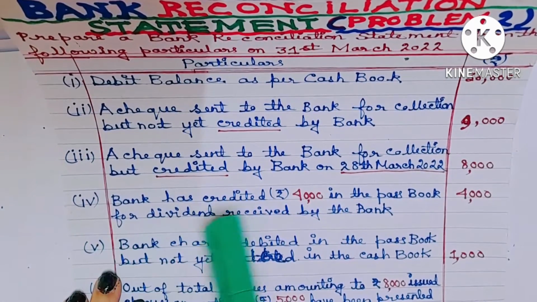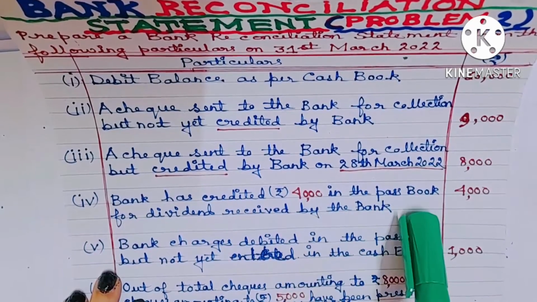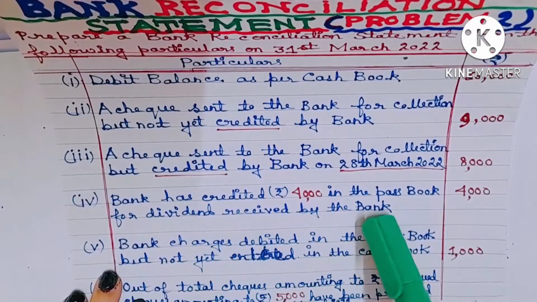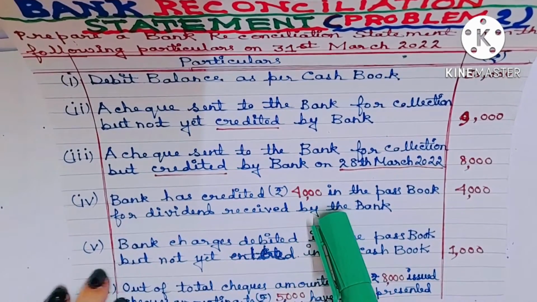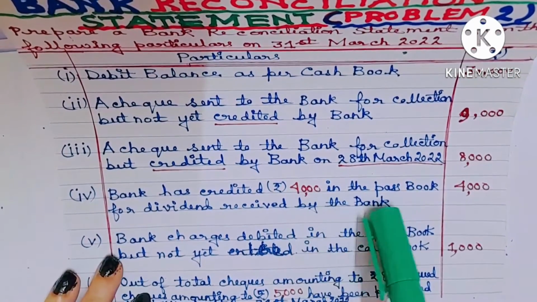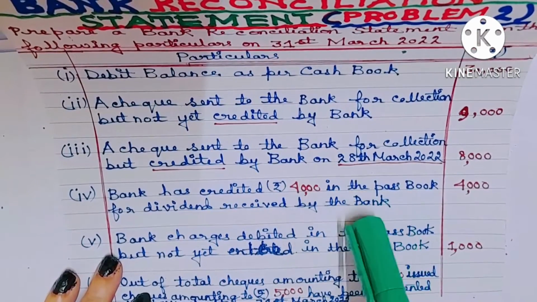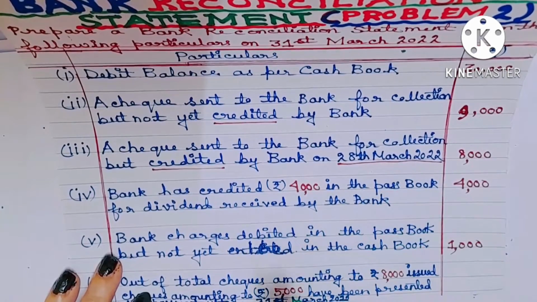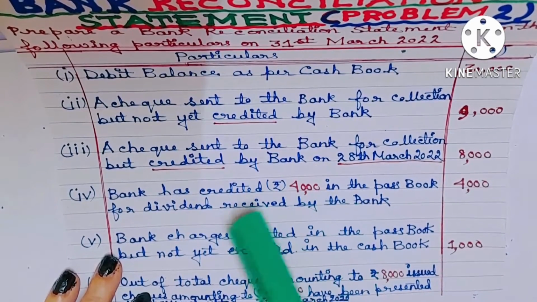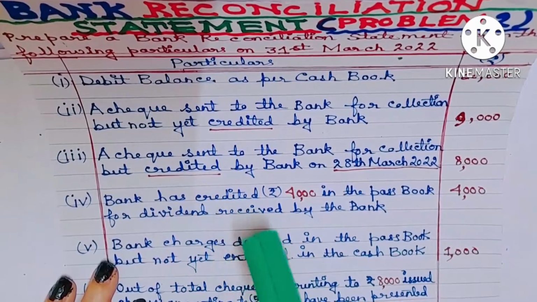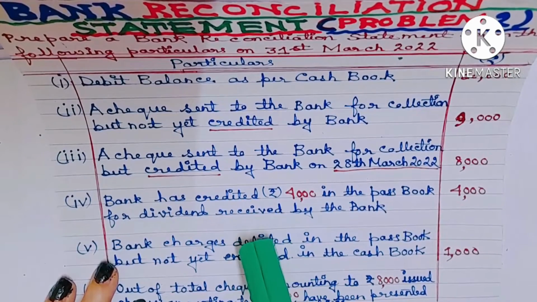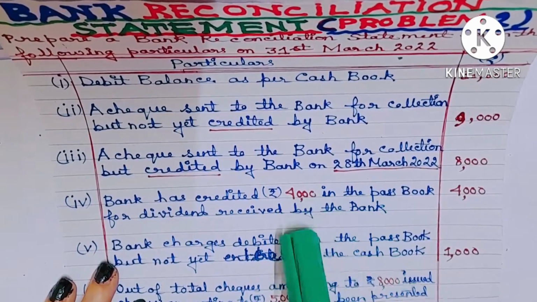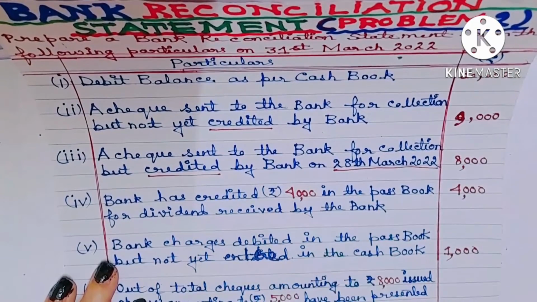Number 4. Bank has credited rupees 4,000 in the passbook for dividend received by the bank. So, the bank has recorded rupees 4,000 in the deposit column or credit column. I told you deposit column means the credit column in the passbook. Credited by bank means deposit in the bank account or added to the bank account. So, the bank has added rupees 4,000 in the deposit column or credit column of the passbook.